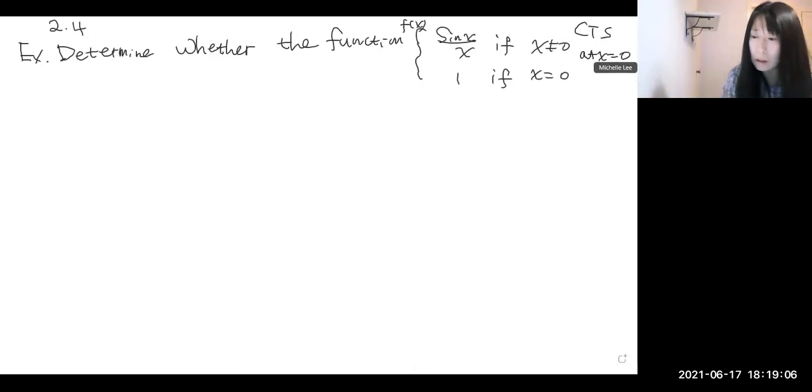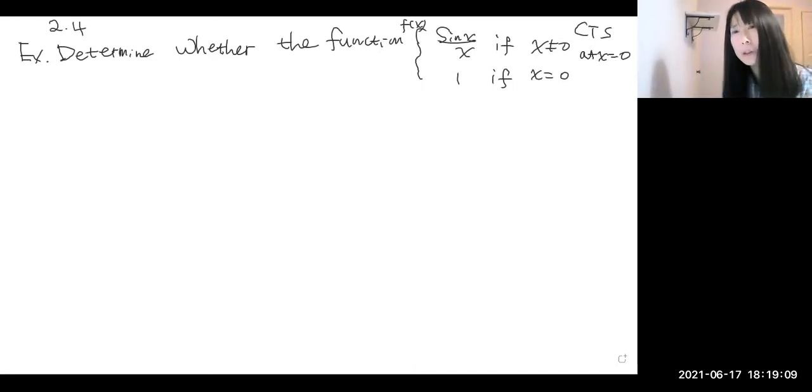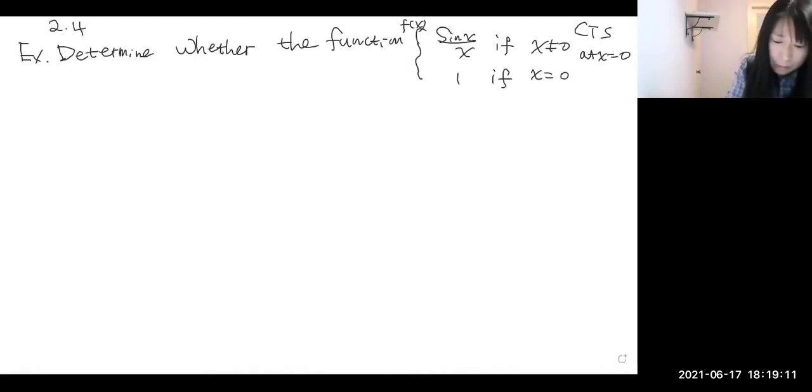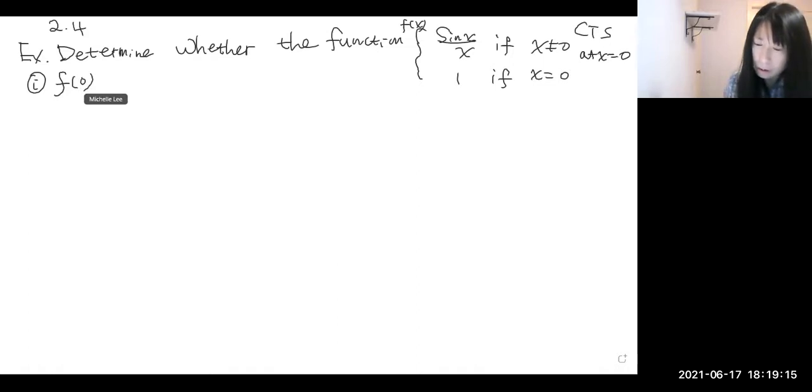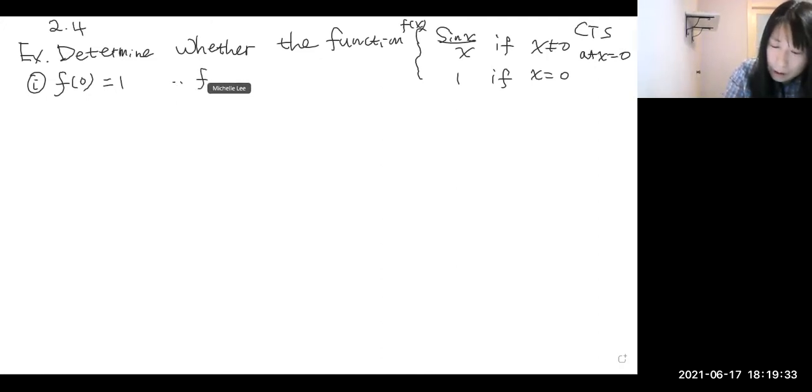Now let us check the function is defined. So f of 0, what are we using? f of 0 is 1. Good. So f of 0 is defined, the function is defined.